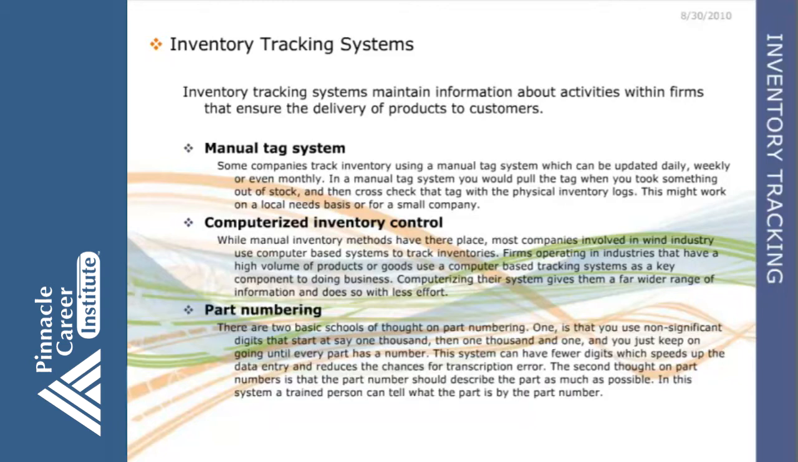There are two basic schools of thought on part numbering. One is that you use non-significant digits that start at, say, 1000, then 1001, and you just keep on going until every part has a number. This system can have fewer digits, which speeds up the data entry and reduces the chances for transcription error. The second thought on part numbers is that the part number should describe the part as much as possible. In this system, a trained person can tell what the part is by the part number.